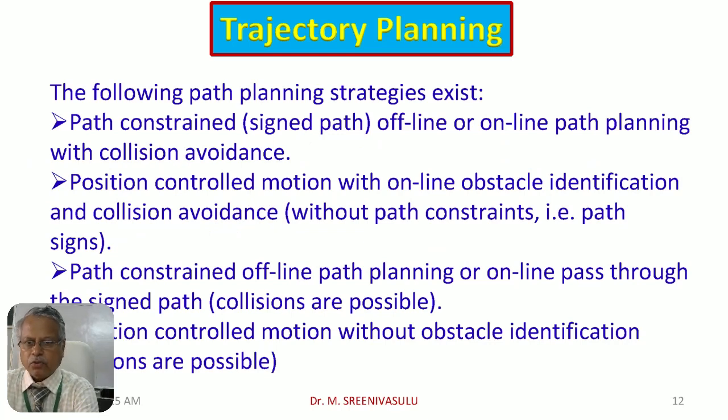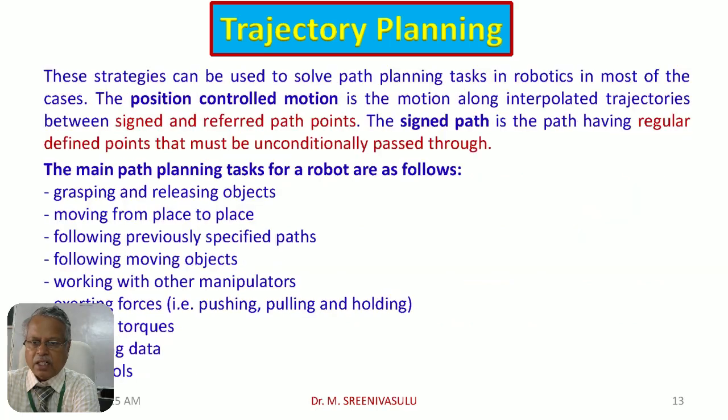There are various ways and means using which path planning strategies can be adopted. They have been listed here. Few of them are offline, few of them are online, and they will also take into account the collision that might happen. It should ensure that collisions are avoided, and some methods that you might adopt might contribute towards collision, so you should evaluate and validate them properly.